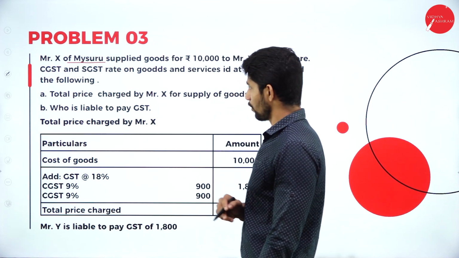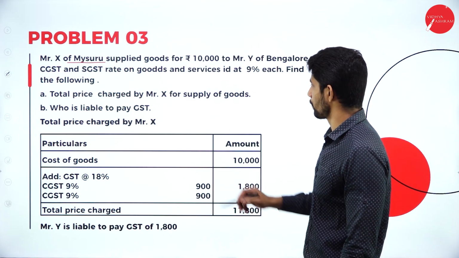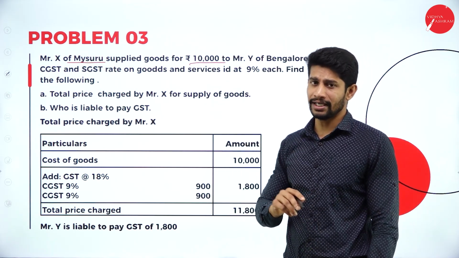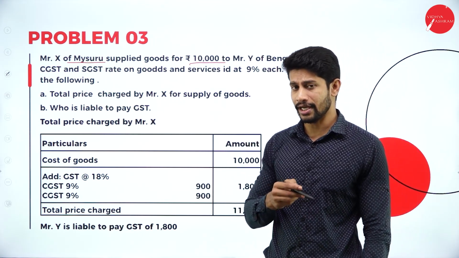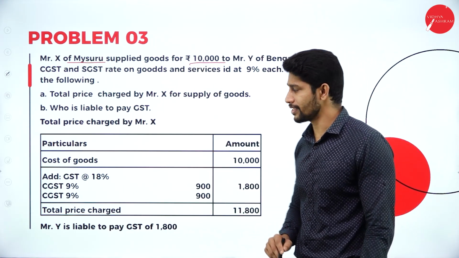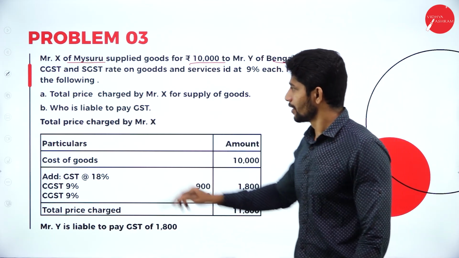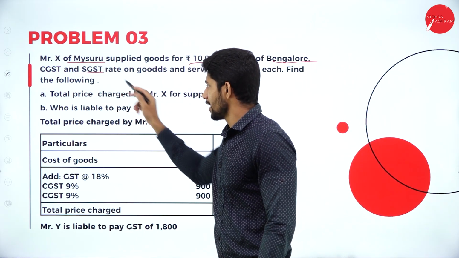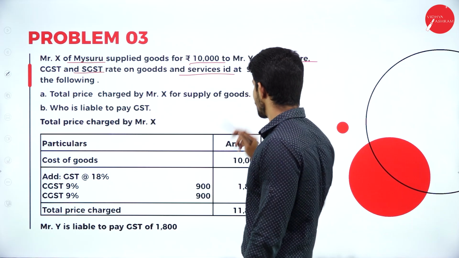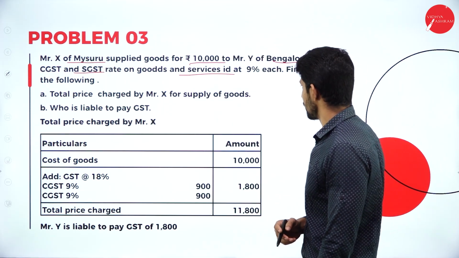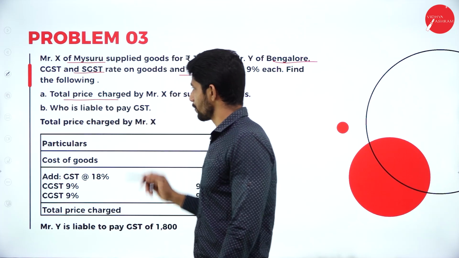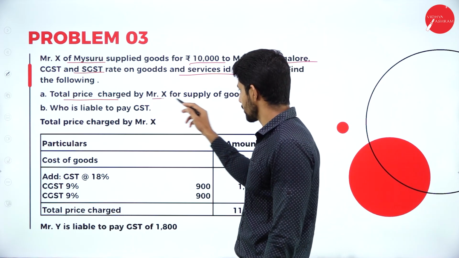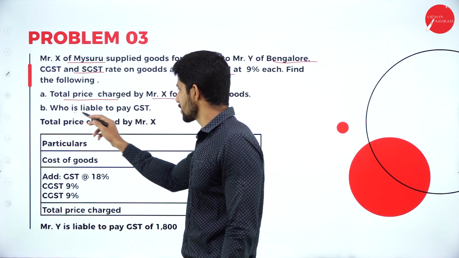Mr. X of Mysuru supplied goods for rupees 10,000 to Mr. Y of Bangalore. So here both the parties, Mr. X and Mr. Y, are in the same state. Mr. X is in Mysuru and Mr. Y is in Bangalore. So that means both the parties are relating to the same state. So now CGST and SGST rate on goods and services at 9% each. Find the following. So what we are supposed to follow? We are supposed to find out the total price charged by Mr. X for supply of goods and who is liable to pay GST.